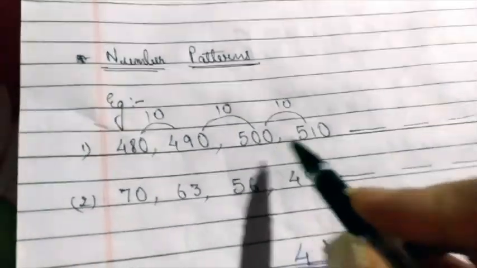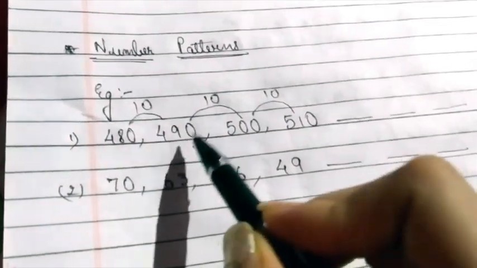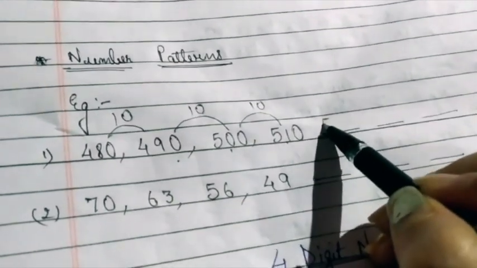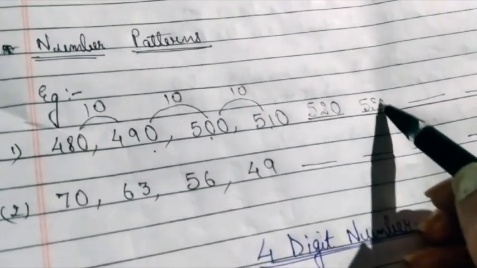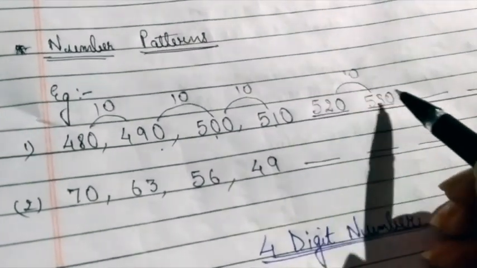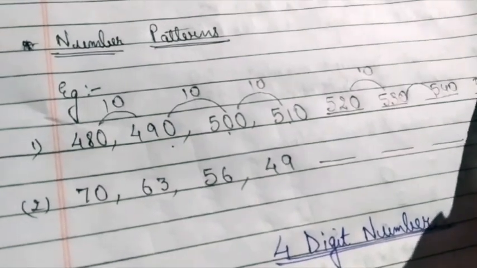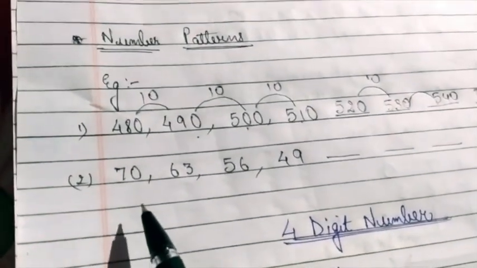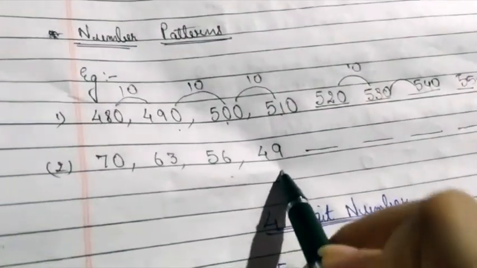So the next number is, see, 480 plus 10 we get 490, plus 10 we get 500, plus 10 we get 510. The next number will be 520. Again the next number will be 530. Again the next number will be 540. Then 550. Clear?